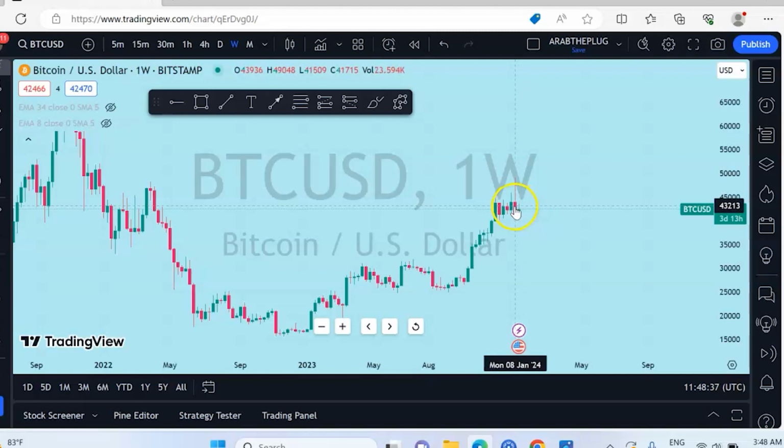The previous candle, you see, says Monday, 8th of January. So that means that candle started from Monday, 8th of January, and it ended on Sunday, 14th of January. So each candle on the weekly time frame represents the movement in a week.